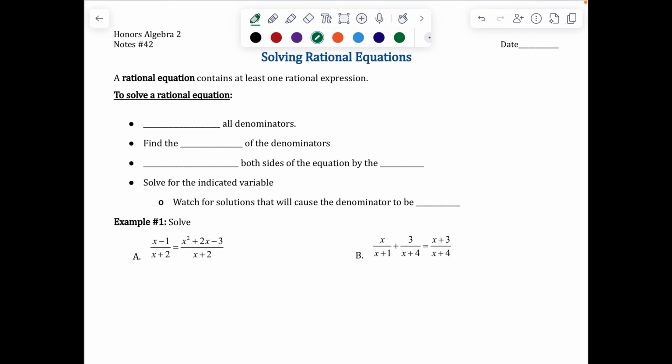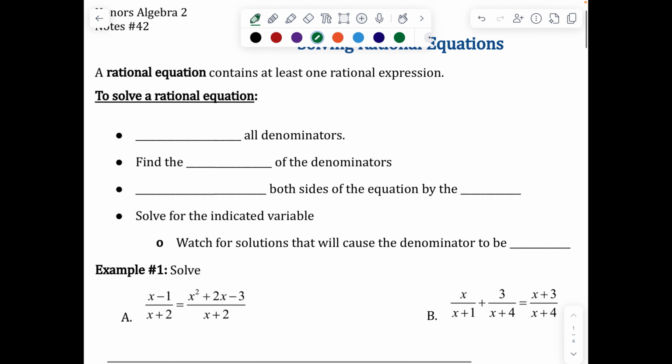Going to be talking about solving rational equations. A rational equation contains at least one rational expression. So a rational expression is what we've already worked on. To solve a rational equation, we're first going to want to factor all of our denominators.